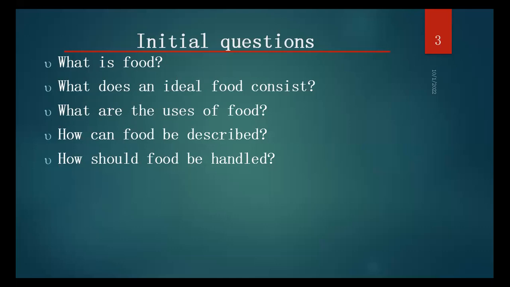So another question would be, what does an ideal food consist of? What are the uses of food and how can food be described? Then in relationship to environmental health, how should food be handled? So once you answer all these questions, you would be able to better handle food and ensure that food is safe for human consumption.